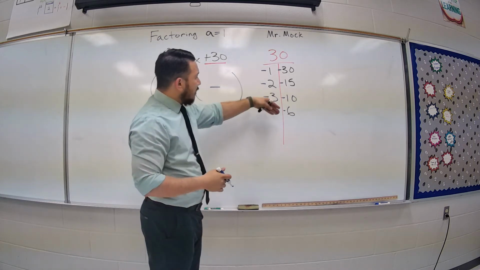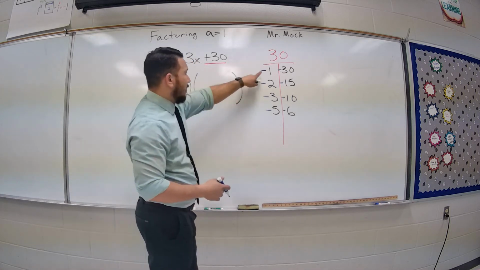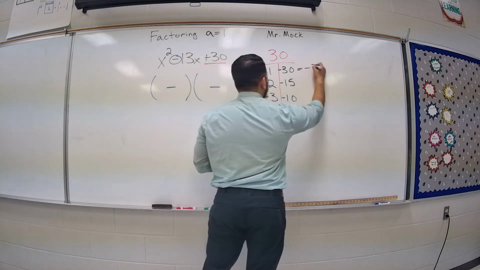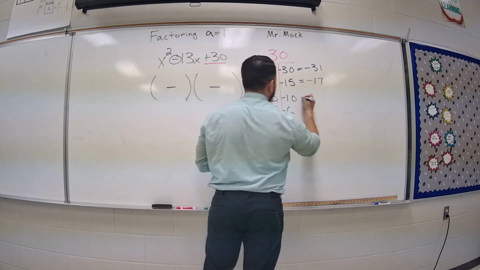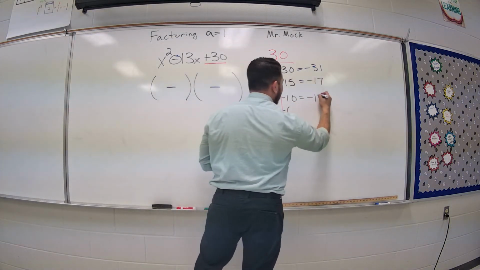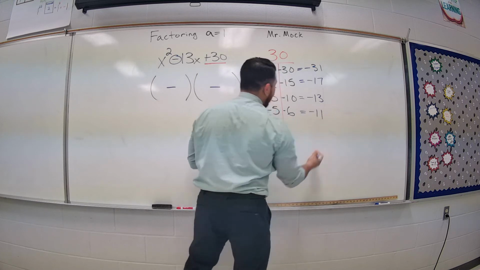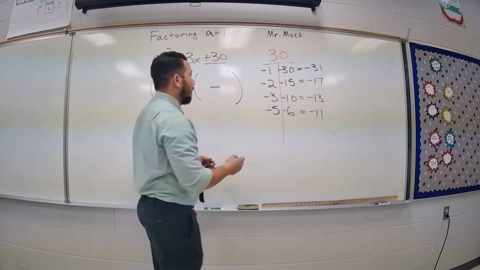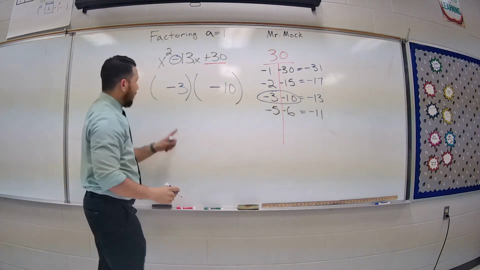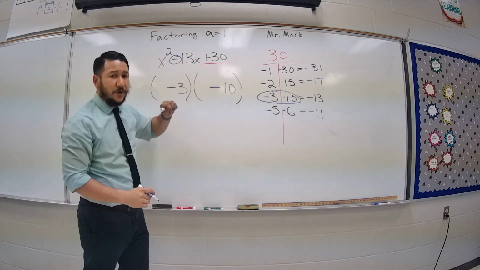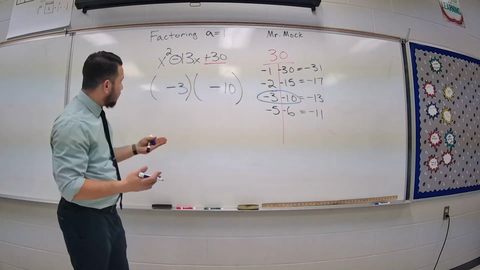So what we want to do is figure out which one I can add or subtract in order to get a negative 13. So a negative 1 plus a negative 30, I'm going to get a negative 31. Negative 2 plus a negative 15, negative 17. Negative 3 plus negative 10, negative 13. And lastly, negative 5 plus negative 6, negative 11. So obviously the factors that we're going to use for this are negative 3 and negative 10. So double check it. Negative 3 times negative 10, positive 30. Negative 3 plus negative 10, negative 13. So I'm basically adding them up. So these are my two factors.